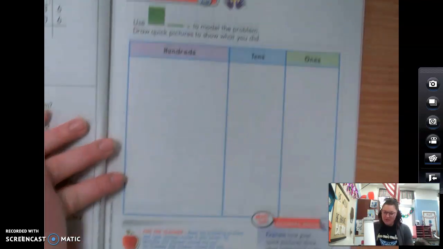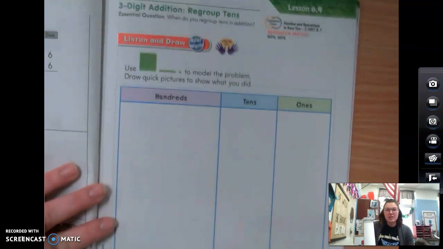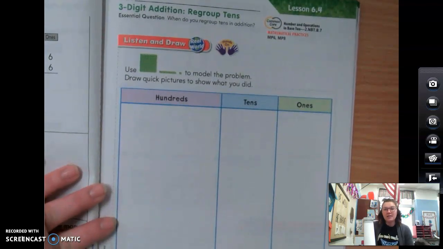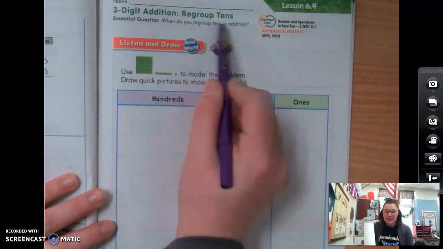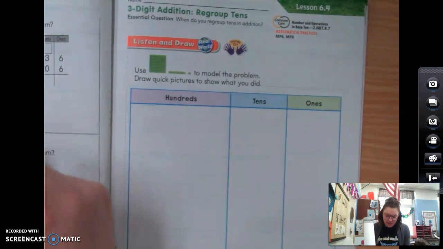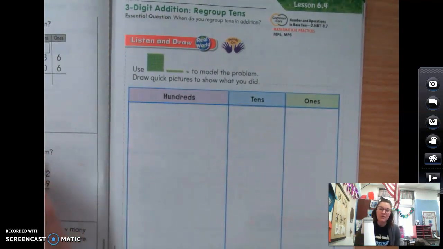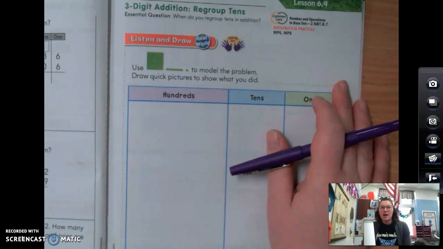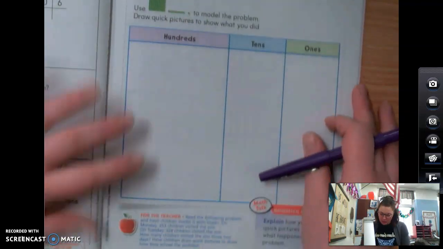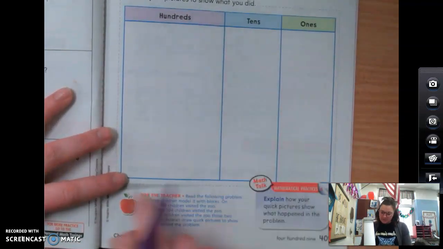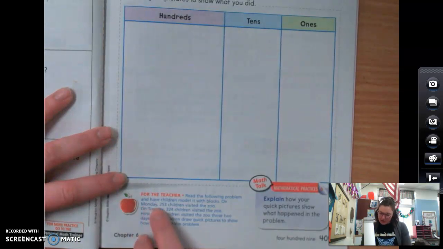So, anyways, we're going to jump right into 6.4. Yesterday, you did regrouping of the ones. Today, we're going to be regrouping the tens. And with the hundreds, it's a little bit different, having the 3 digits than what we did in the past. So we're going to try that out. But let's warm our math brains up. And we're going to do that on Monday.